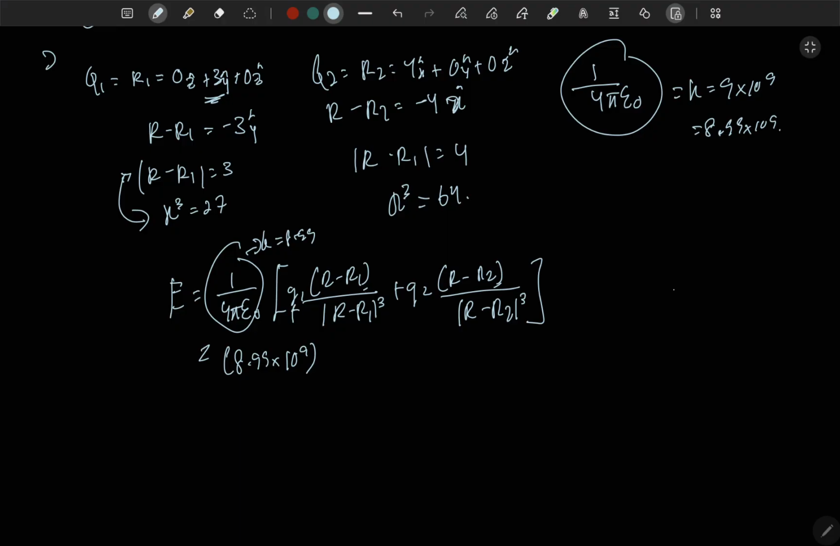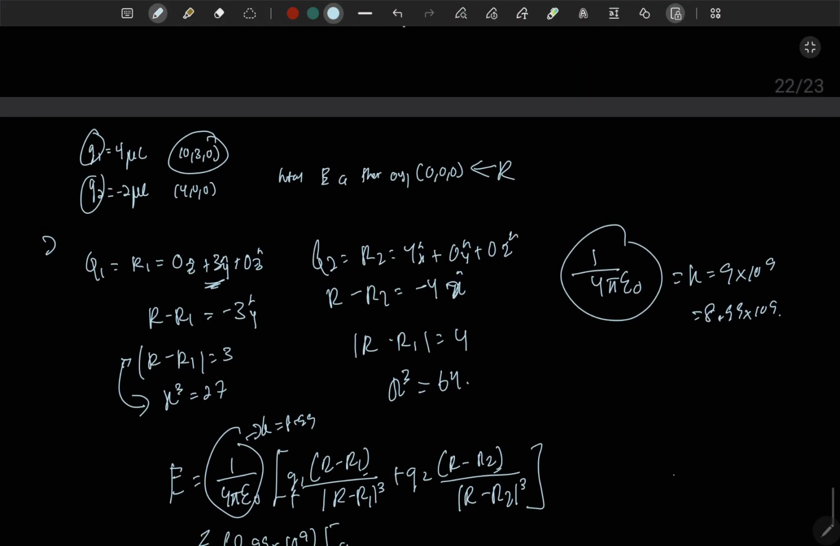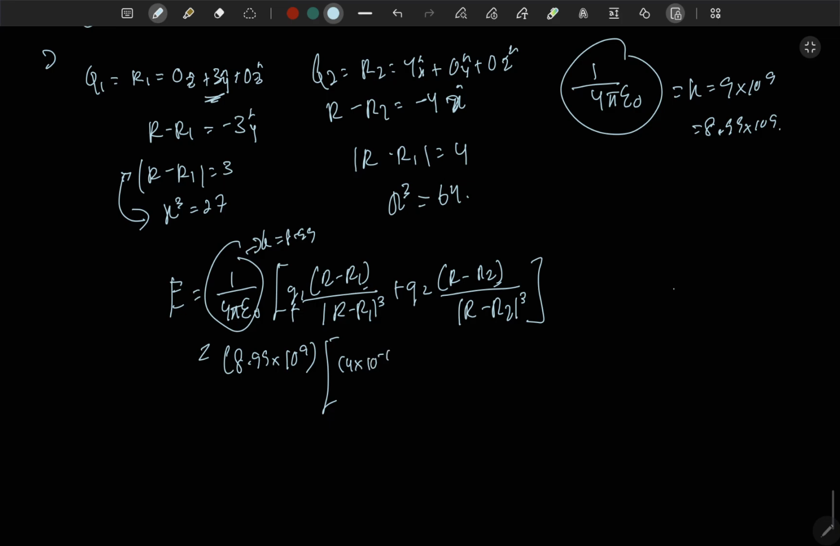Now Q1 was given as 4 microcoulomb. We know that R minus R1 is negative 3y, and we need to write it in vector form. Then we know that the denominator was 27. Then we have plus Q2, which is negative 2.